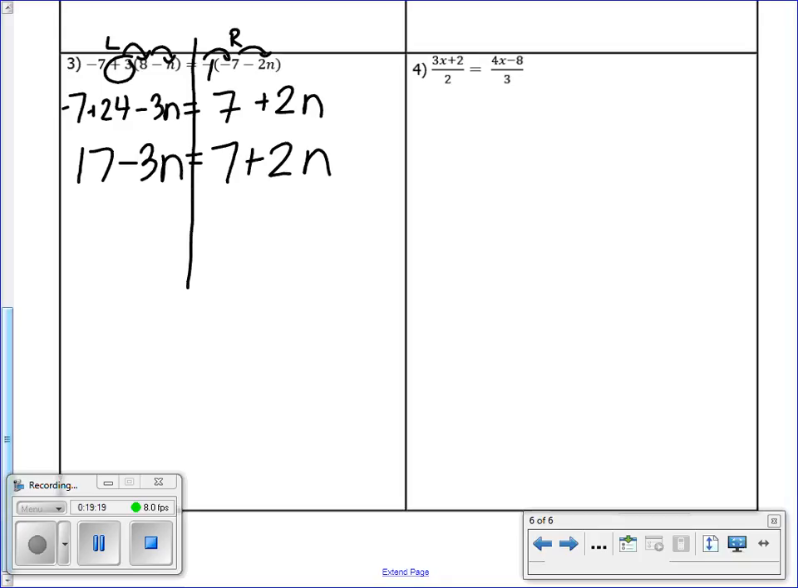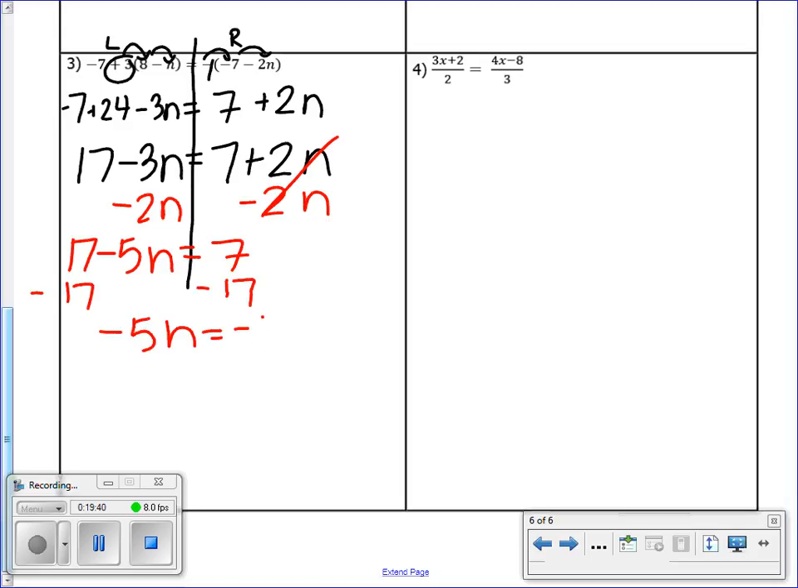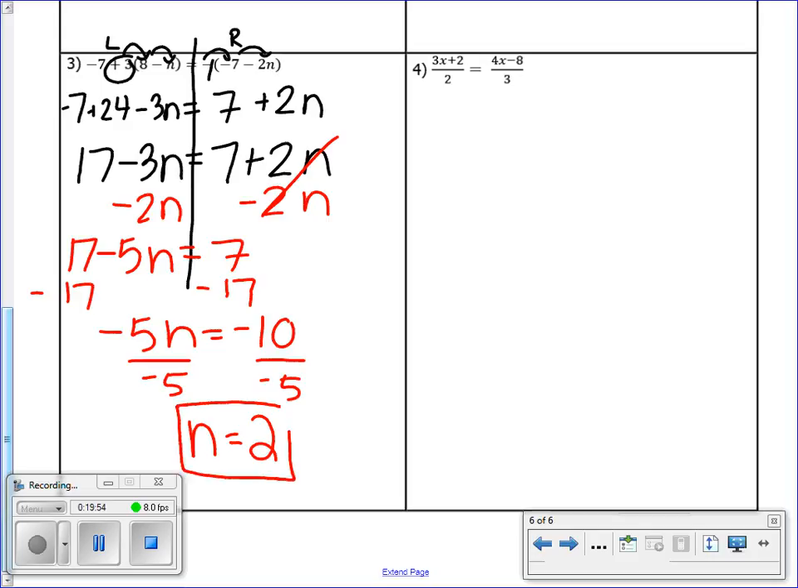Next, we are going to go letters on the left. So I look at my letter on the right, positive 2n, and I take the opposite to undo it. 17 minus 5n equals 7. Numbers right, so subtract 17 from both sides. Negative 5n equals negative 10. And divide by the number in front of your variable, which is negative 5. n equals negative 10 divided by negative 5 is positive 2. And that's your final answer.